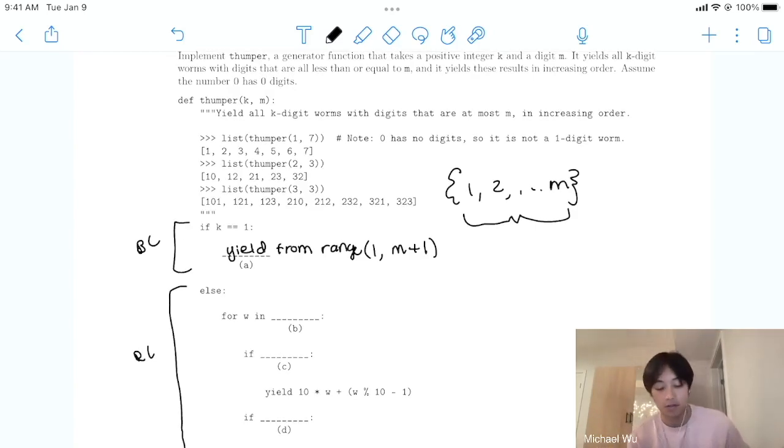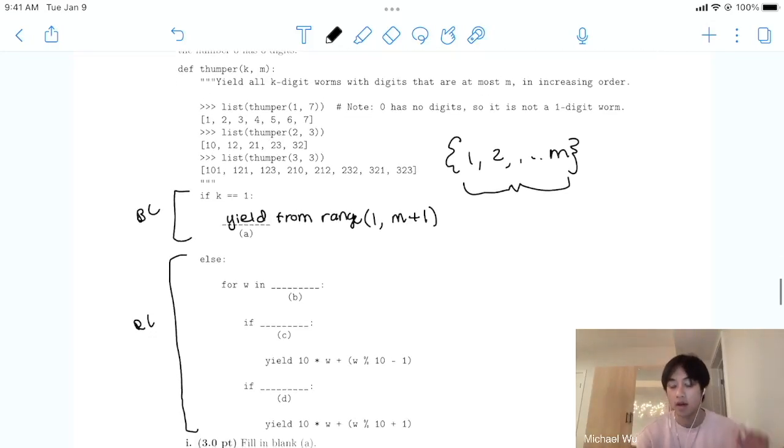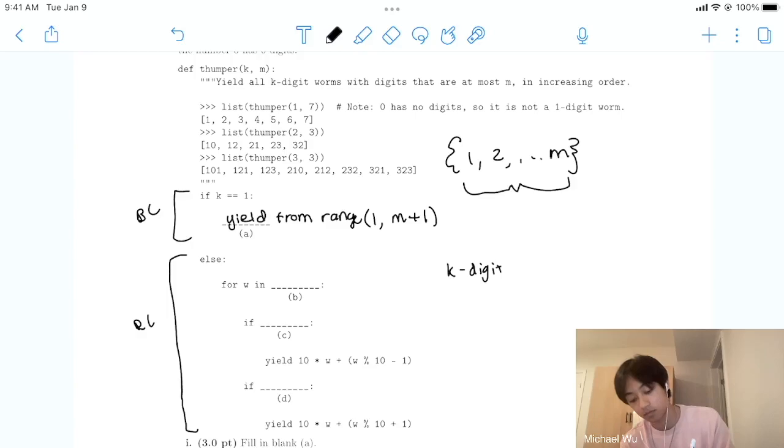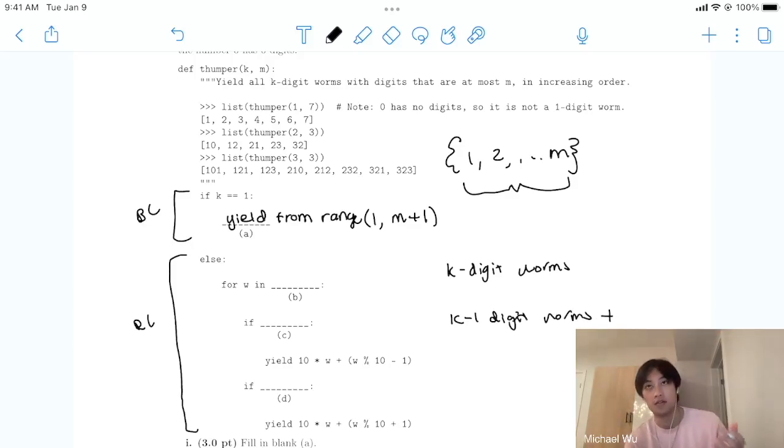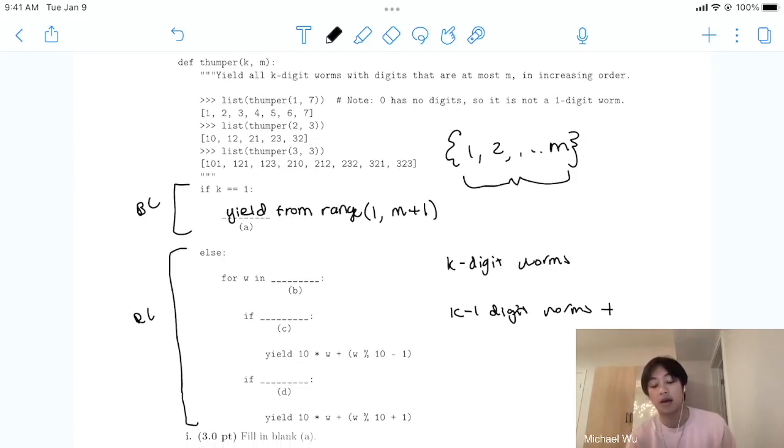So now for our recursive case. Let's think about how we can split up this problem so that we can solve it with recursion. Well, a way to think about it is you can think of k-digit worms as essentially k minus 1-digit worms with another digit tacked on to the end, right? So if we somehow had all of the k minus 1-digit worms, you could get to all of the k-digit worms just by adding some digit to the end.